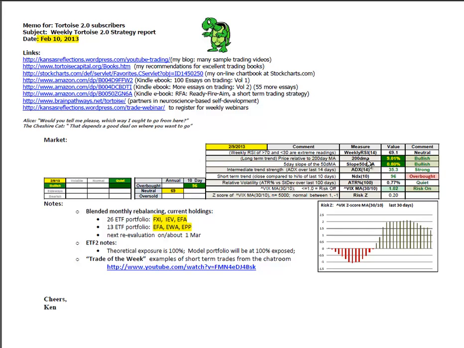The price relative to the 200-day moving average is at 9.01%, green bullish. The slope of the 50 is at 0.80%, also green bullish. ADX is at a very trendy 35.3, so strongly trending up. ATR percentage at 0.77%, it's quiet.